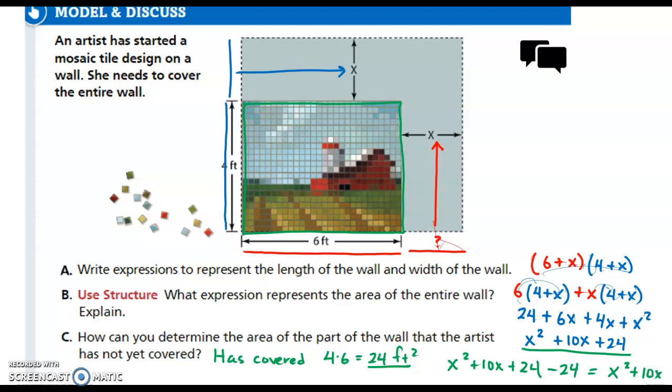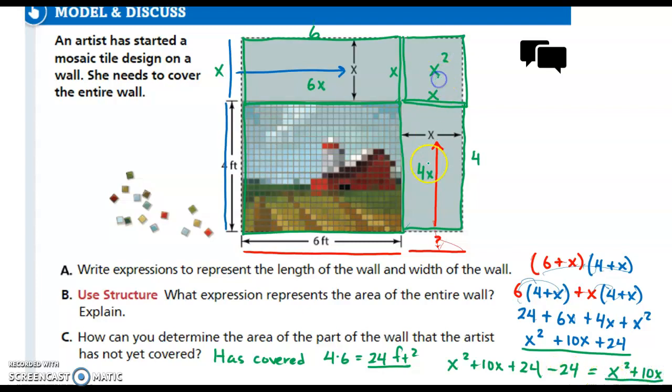Visually, I want to show you too that if I look at this section here, it would have dimensions of x by 4, so this section would be 4x, and this section right here would have dimensions of 6 by x, so this would have an area of 6x, which she hasn't covered. And then this square here has dimensions that are x by x, so there's x squared. You can see that x squared plus 10x is the part that she hasn't covered.